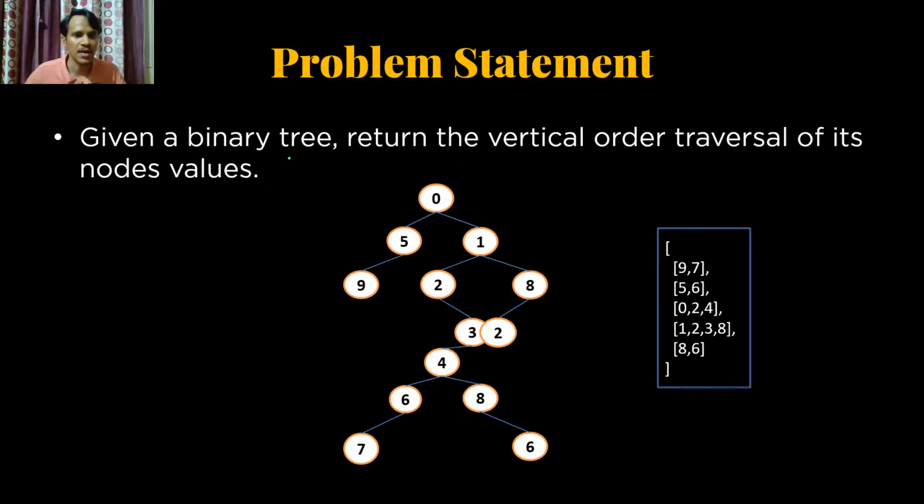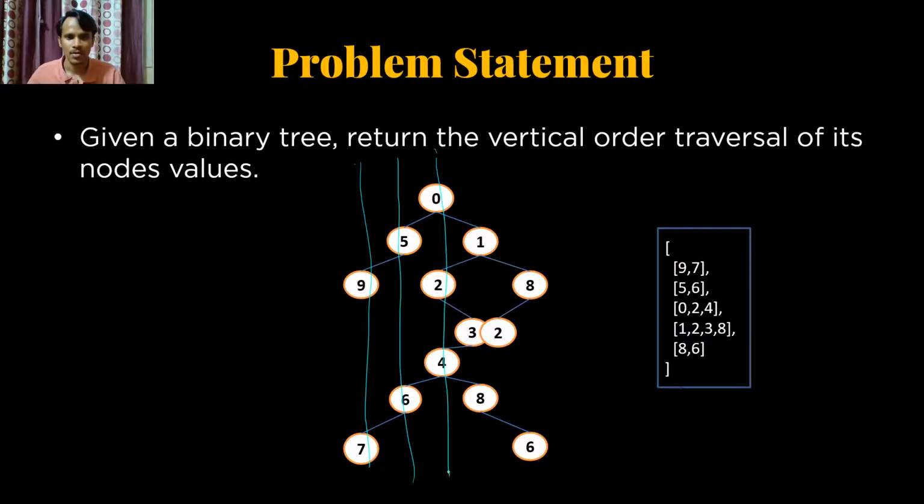So we are given a binary tree. We have to return the vertical order traversal of its node values. Okay, and what does vertical order mean? So let's say we have this binary tree with all these nodes. So vertical order traversal means we have to traverse this and then this and then this, this and this.